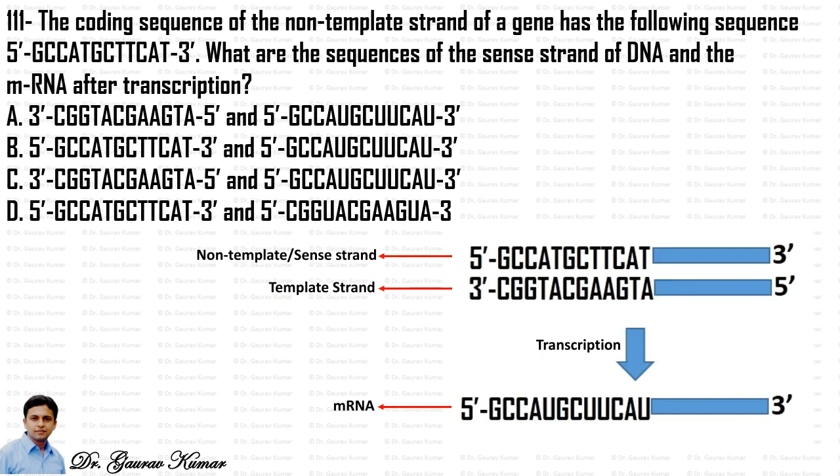The non-template strand is actually called the sense strand. So our answer will be the first one, that is the 5 prime GCC AT GC TT CAT to 3 prime, and after transcription the mRNA sequence will be as shown. So the answer comes to be the B, that is you can see the sequence and match to the non-template or sense strand, the first one, and the mRNA sequence, that is the second one.